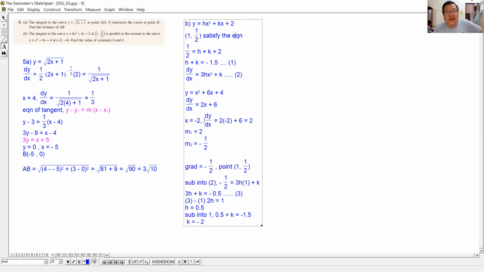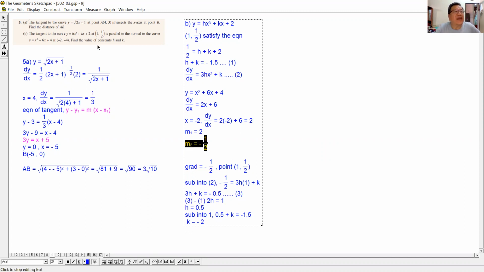So I have to substitute in x equals -2 here, and I found the gradient of tangent. But they say the gradient is parallel to the normal to this curve. So I cannot use this number 2, because this number 2 is the gradient of tangent, which is the m1. So I have to invert it to find the gradient of normal. This is the gradient of normal.